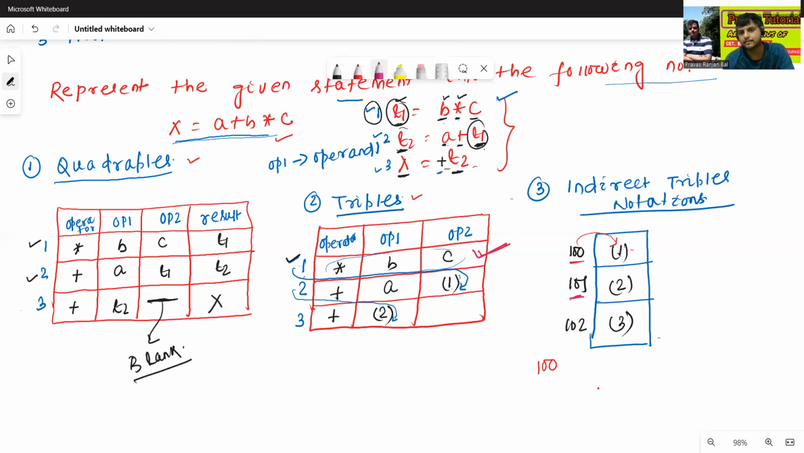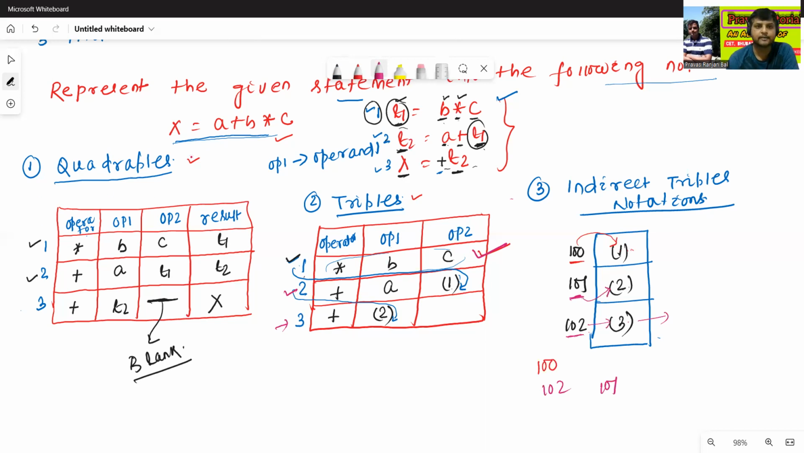When we access 101, it will connect to this, and these two will communicate to the second one. Similarly, when we access 102, 102 connects to 3 and 3 connects to this one. This is called indirect triples notation. So what is the difference between these 3 notations? Okay, now we'll see the difference.